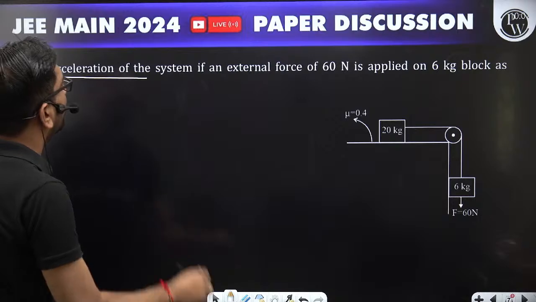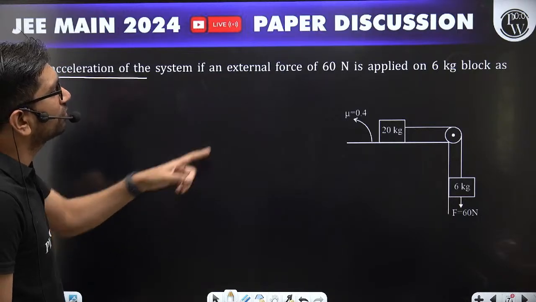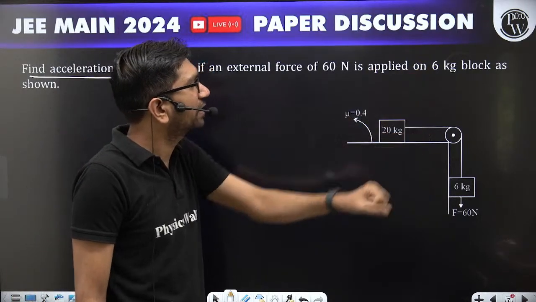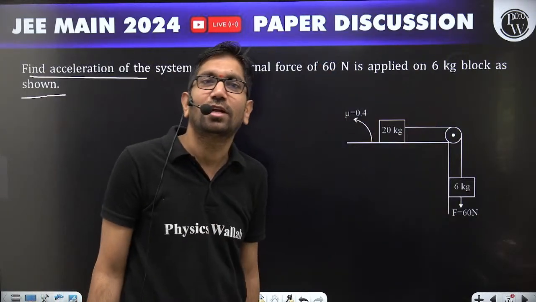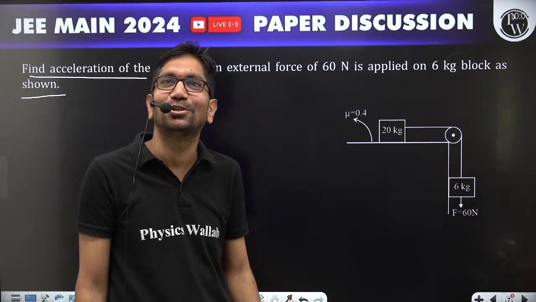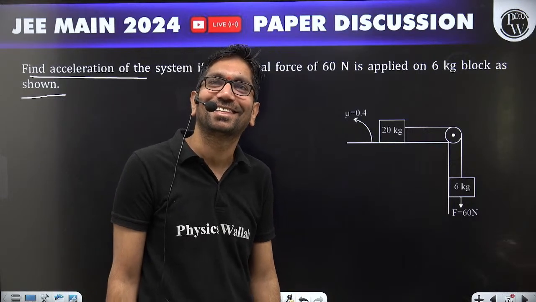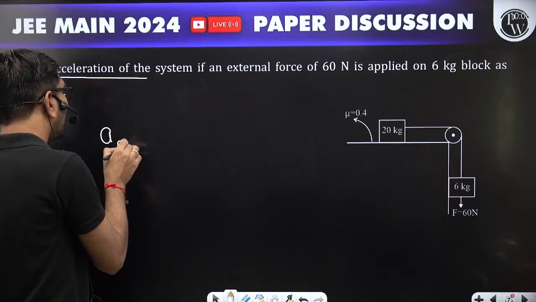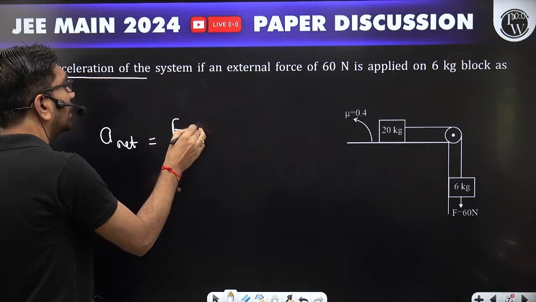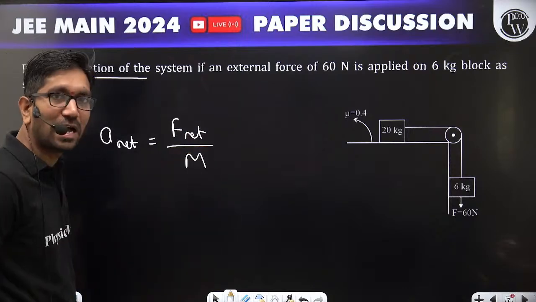Find the acceleration of the system if an external force of 60 Newton is applied on a 6 kg block as shown in the figure. See here, this is from Newton's laws of motion. Very simple question. So see here, beta. The simple formula we use here: what is the net acceleration? It is net force by total mass, right?